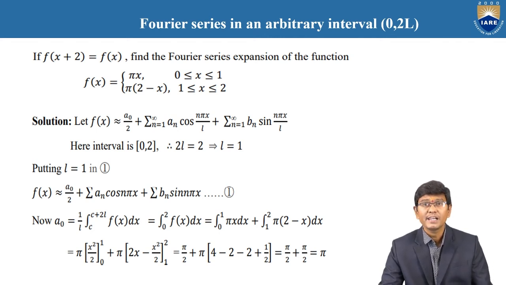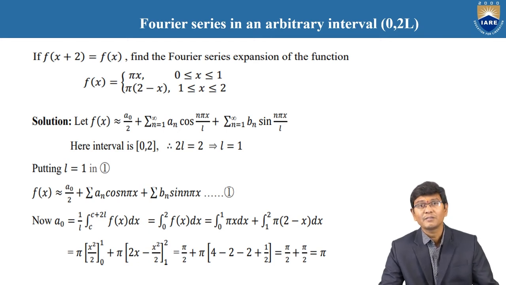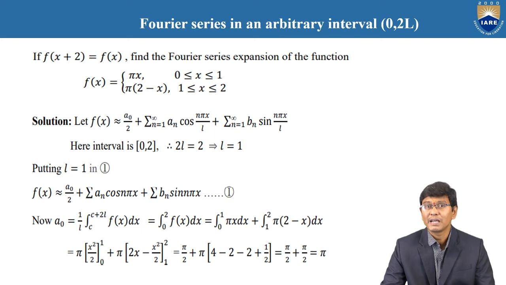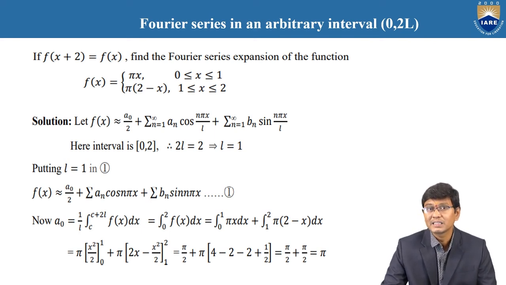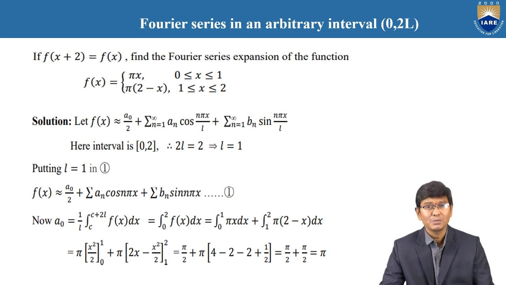And here, integrating, taking pi common, the integration of x is x square by 2, with limits between 0 to 1, plus the second term, pi is outside. The function is 2 minus x. The integration of 2 minus x is 2x minus x square by 2, with limits between 1 to 2.